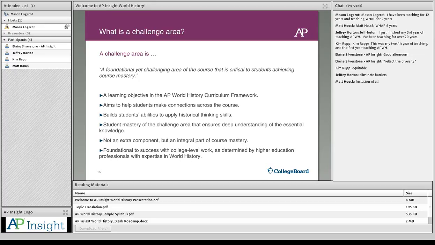Also the important one too is number 3. These challenge areas are really designed to help students apply historical thinking skills. And we know how important historical thinking skills are in AP World History.